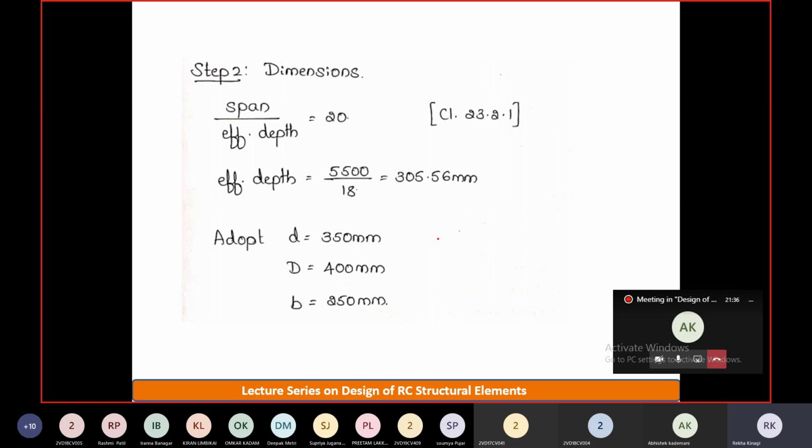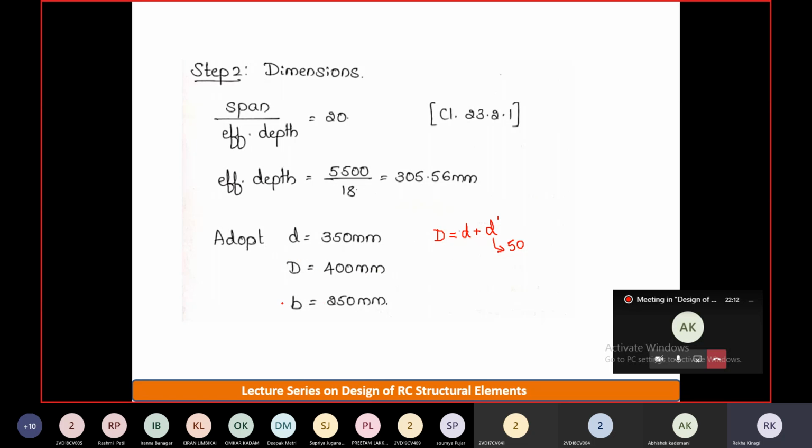Once we get the value of effective depth, we know that the overall depth is equal to the effective depth plus effective cover, that is D dash. And for beams, usually we consider the effective cover value as 50 mm. So we get the overall depth as 400 mm.